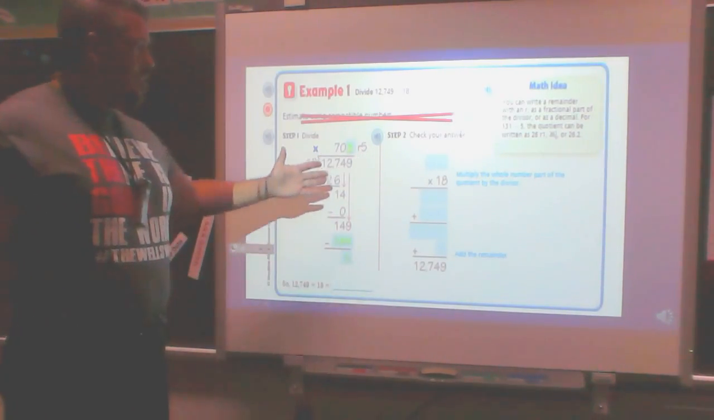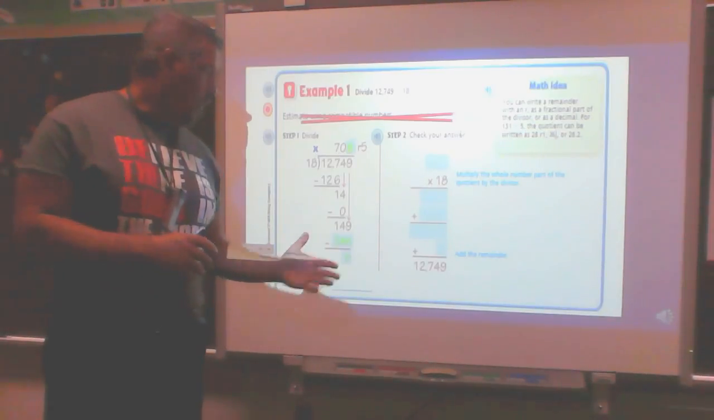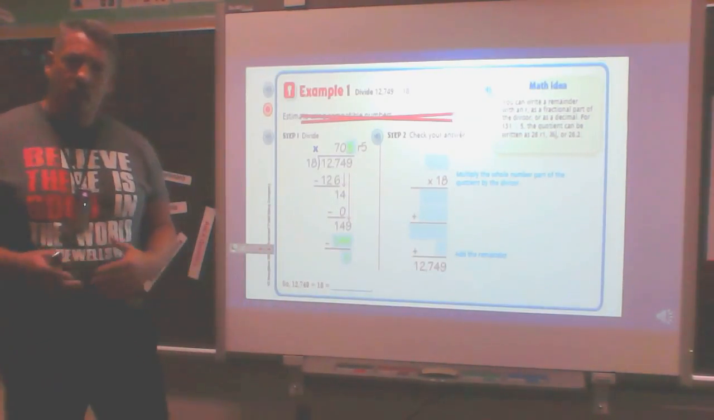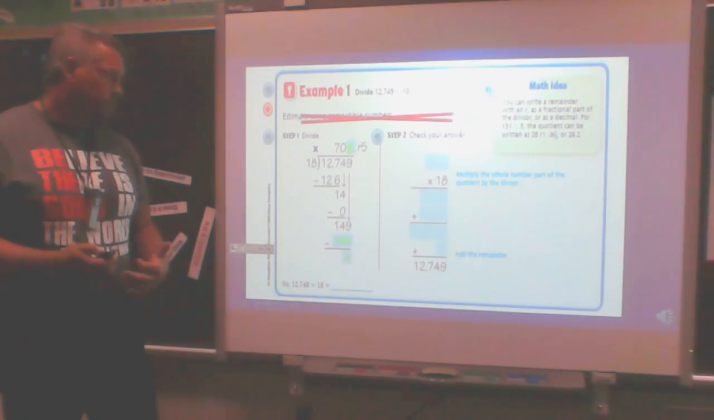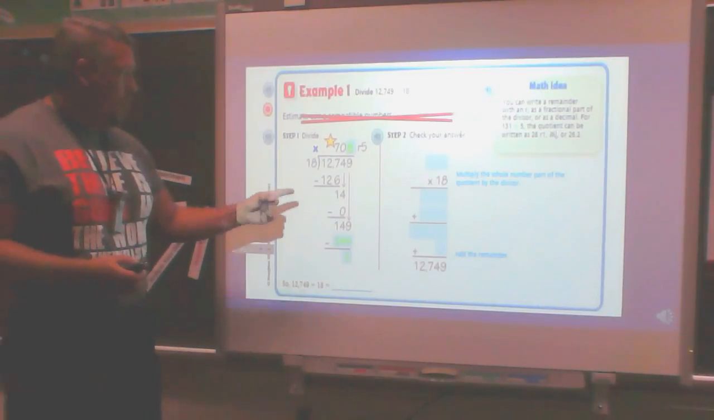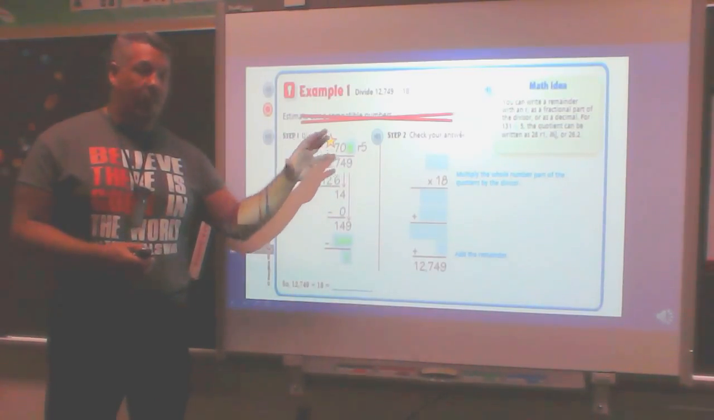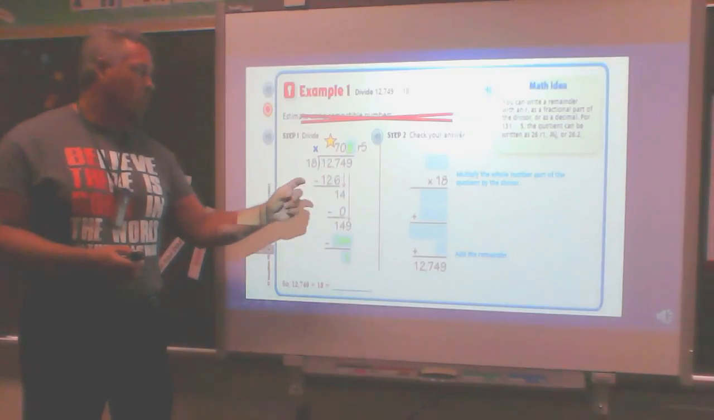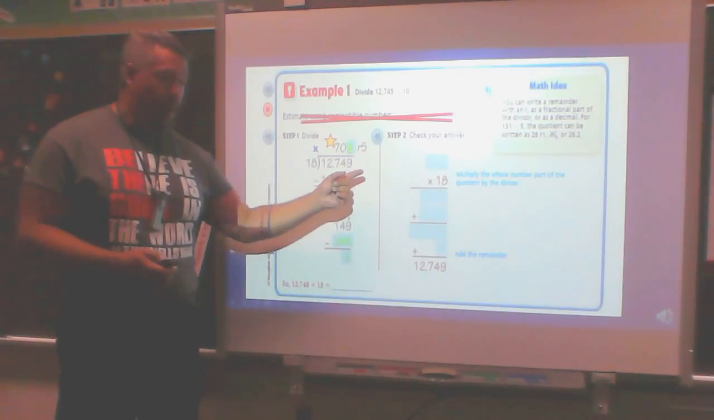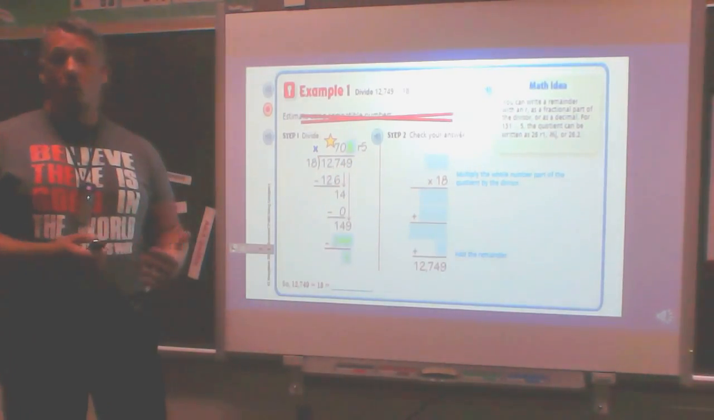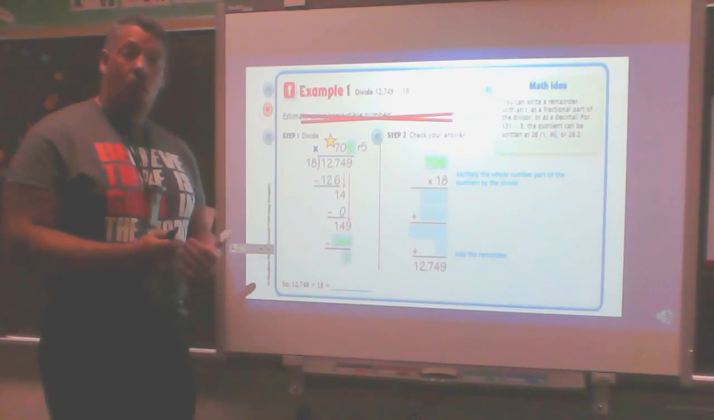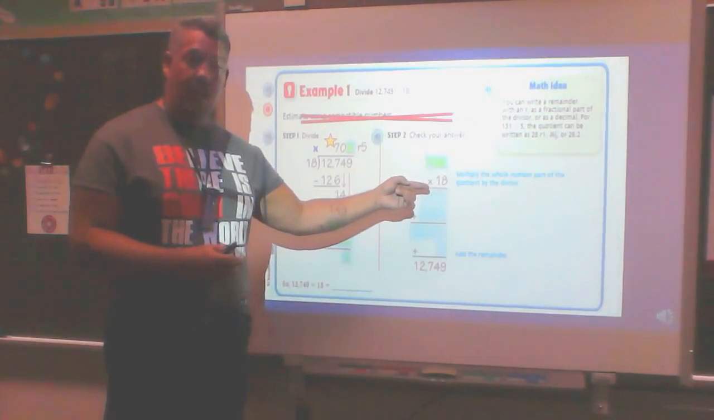Now, they say in step 2 what they want you to do is to check your work, and they've given you a couple areas filled in so we can understand what we're doing. So when we check our work, we have to go to our whole number answer, ignoring the remainder for right now. I'm going to take my whole number answer and plug it in. My whole number answer is 708. So I'm going to multiply 708 by 18.